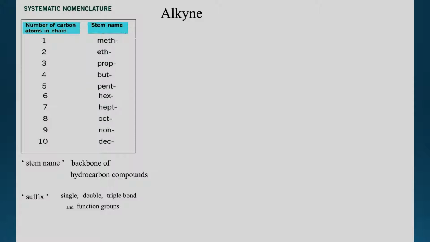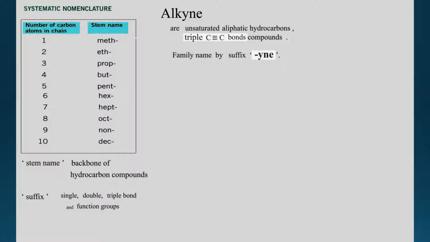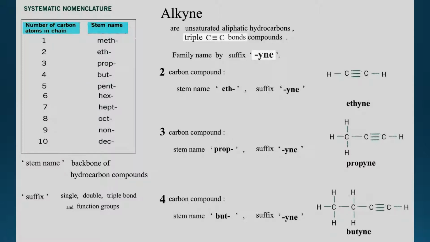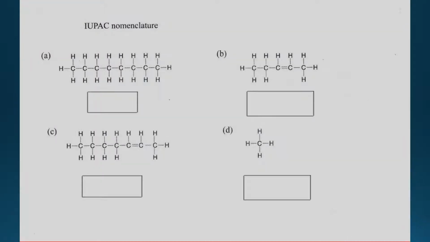And now when you come to triple bond, YNE, the naming rule is very similar. Triple bond, YNE, unsaturated hydrocarbon. 2C, ethyl. 3C, propyl. 4C, butyl. Now let's start the exercise.